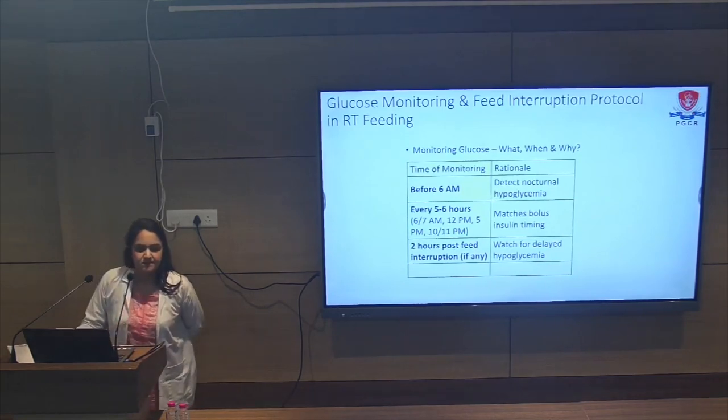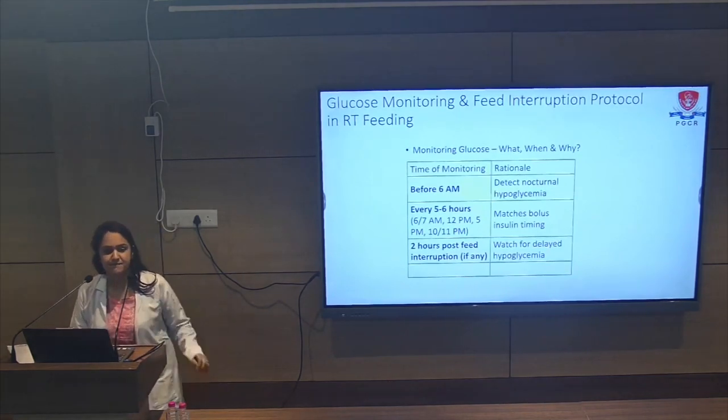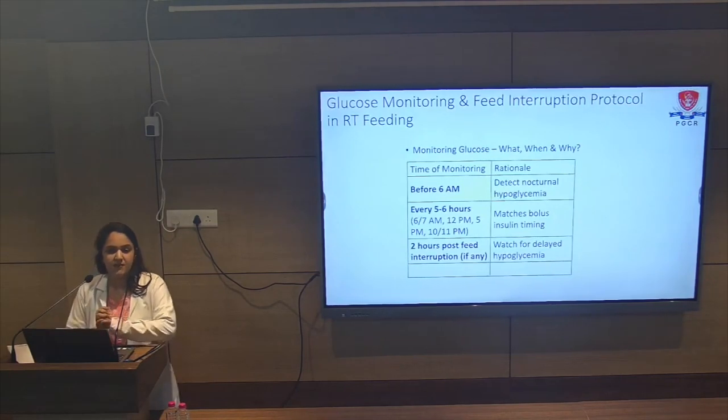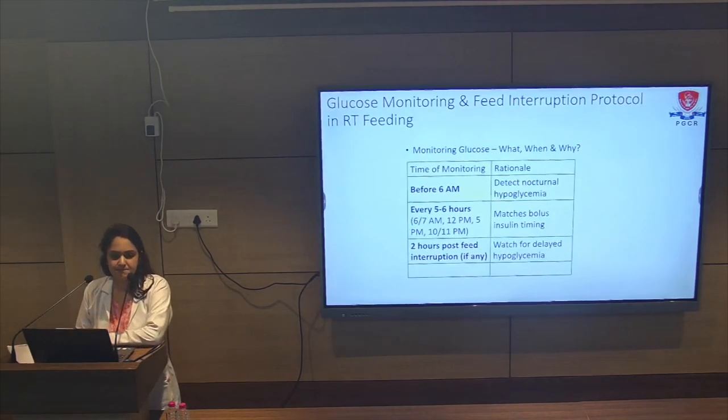Because there is no fixed breakfast, lunch and dinner, everything depends on the timing of the RT feed and the duration of action of insulin. That is how you will decide the frequency of administration of insulin as well as monitoring. Typical analog insulin works for 4 to 6 hours, so normally we monitor around every 5 hours. Typically you must have seen the sheets which we give.